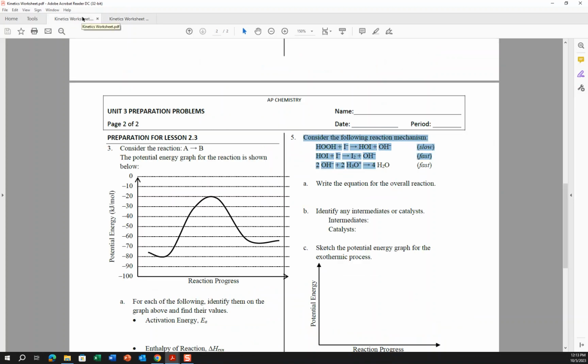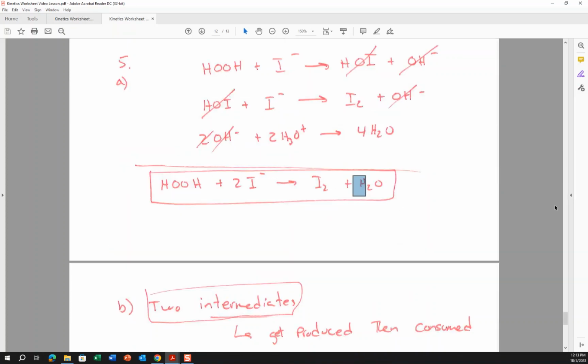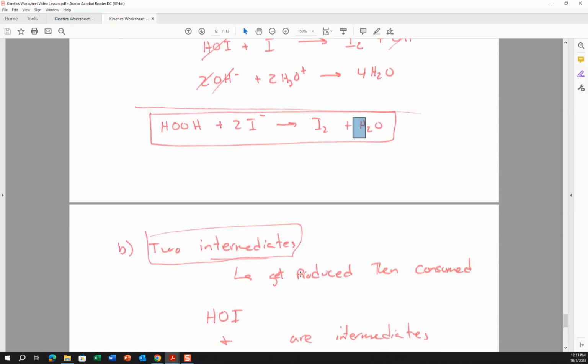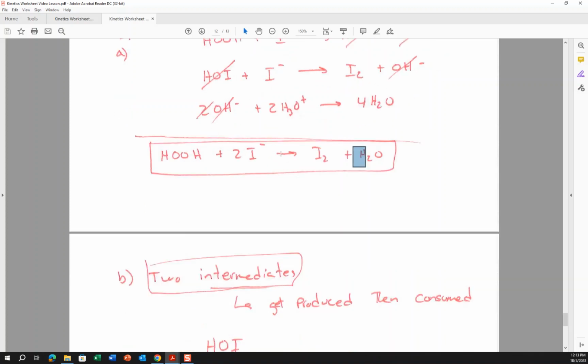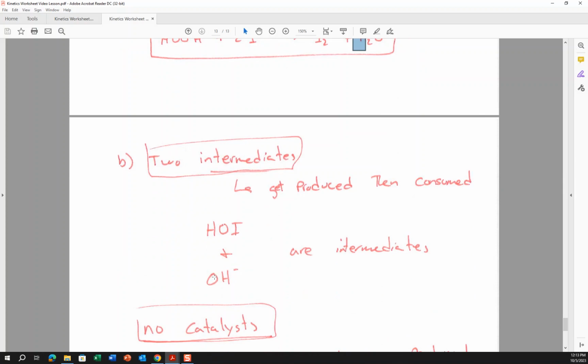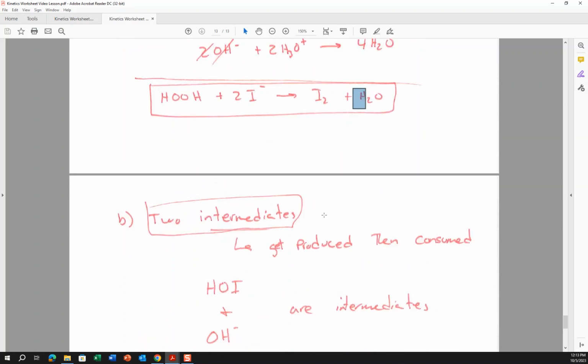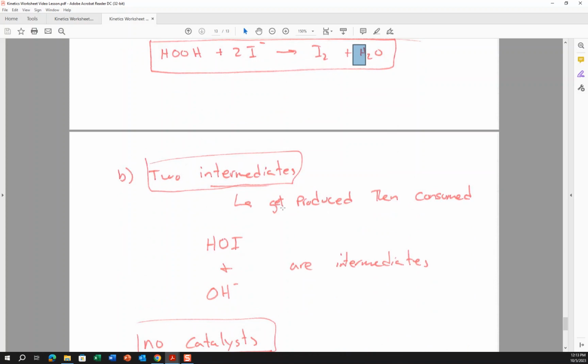Now, when you want to identify intermediates, they get produced, then consumed. So they don't start off in the mechanism, they show up on the product side, and then they get canceled out on the reactant side. They get produced, and then they get consumed in a subsequent step. So they cancel out on this diagonal. So we have two intermediates here, HOI and OH minus. Why? Because throughout the mechanism, they get produced first, and then they get used. And overall, they cancel out.